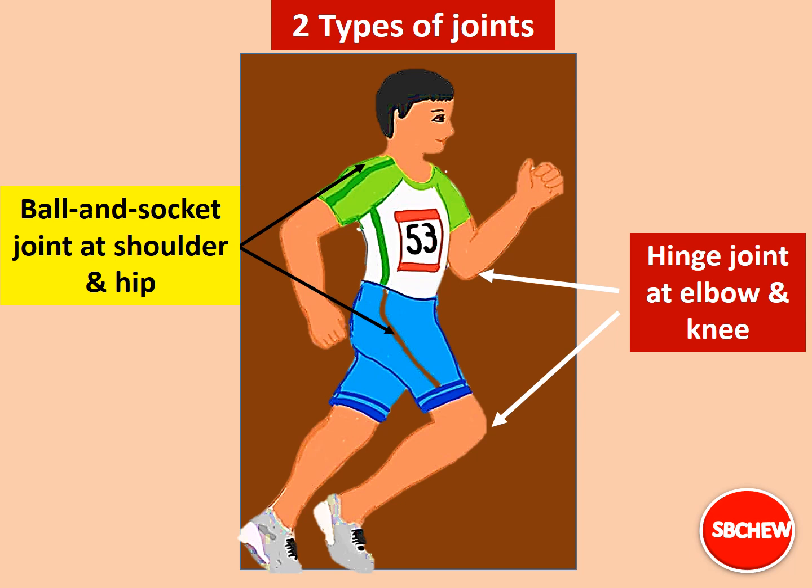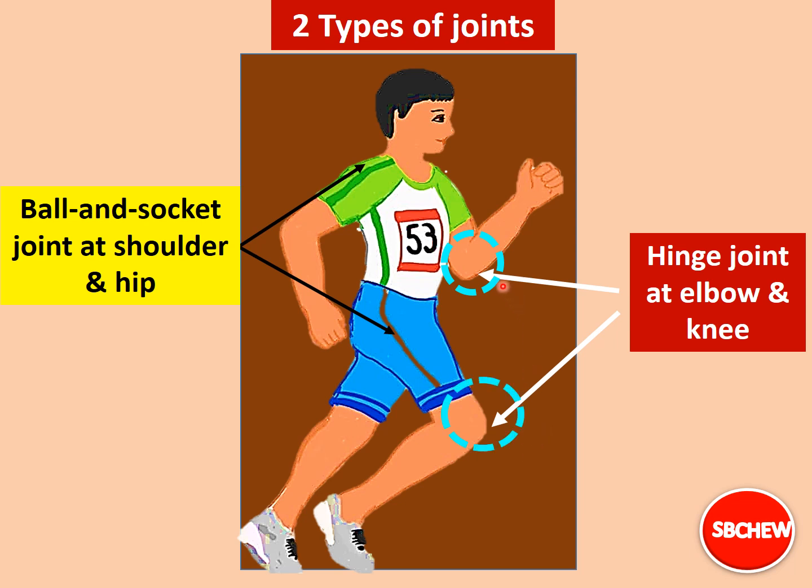Let's look at this runner here and see where we can find the two types of joints, the hinge joint and the ball and socket joint. First, the hinge joint. Hinge joint can be found at the elbow and the knee. Okay, so sometimes you may be asked to circle the part that has the joint, like the hinge joint, with your pen in the diagram. So if you need to circle, then you circle the hinge joints at the elbow or the knee.